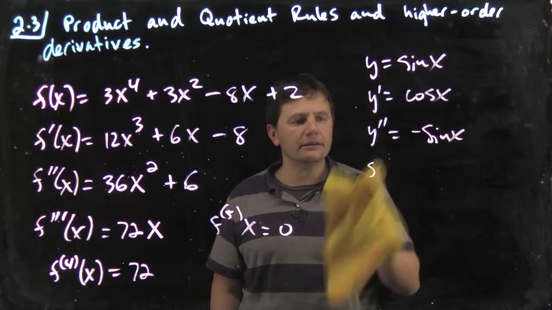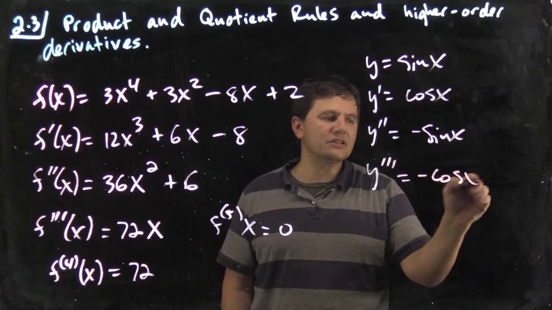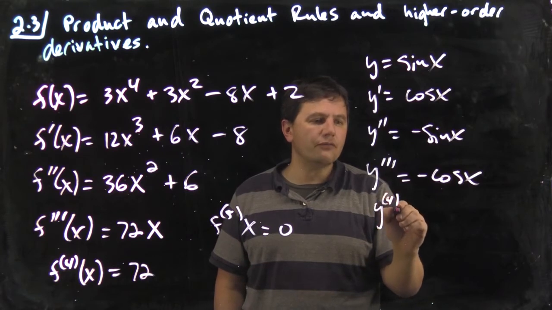Okay, and that'd be negative cosine x. So that's all it means to do higher order derivatives. You're just taking the derivative of the derivative.